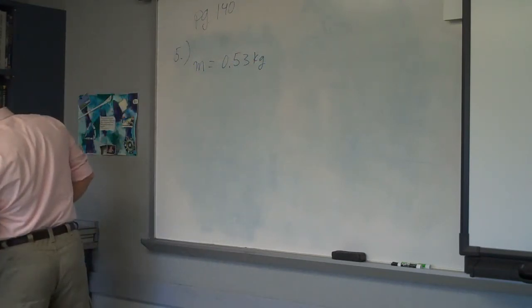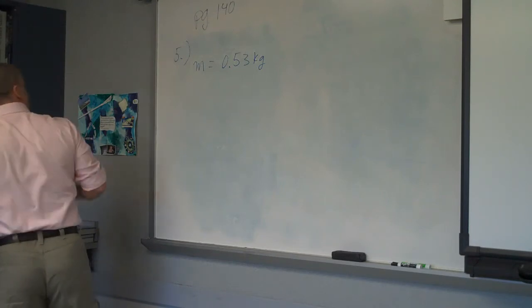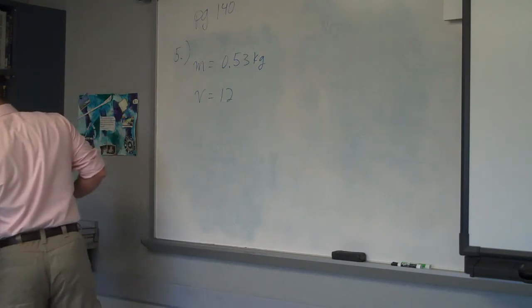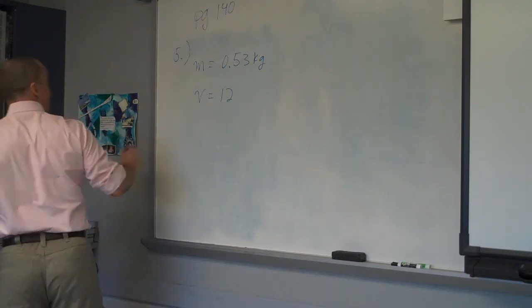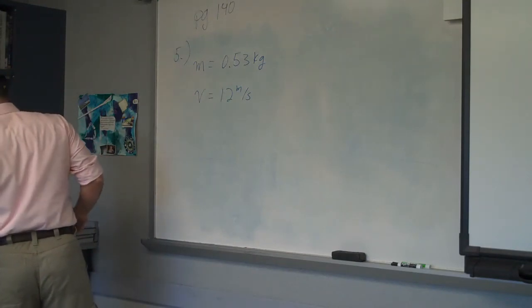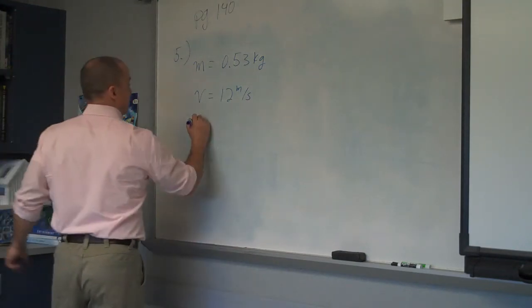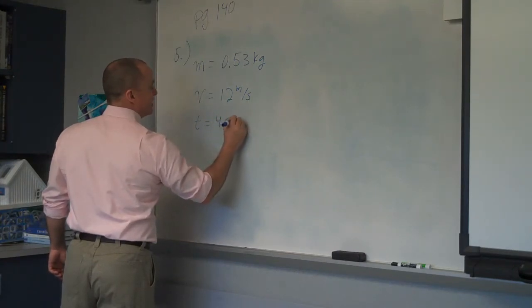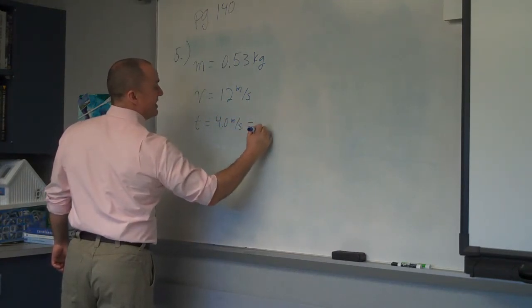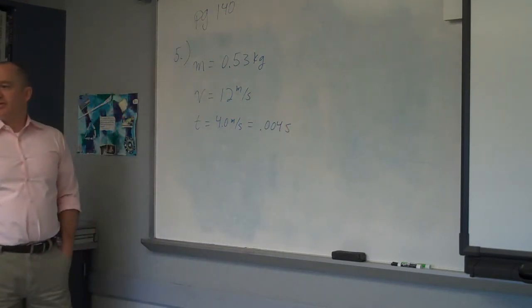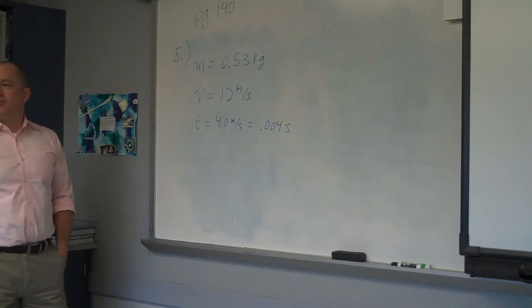So the mass is 0.53 kilograms. The velocity was 12.0. Now it's actually just 12 meters per second, two significant digits again. Times 0.0 milliseconds. And the time was 4.0 milliseconds or 0.004 seconds. Is that correct? Did I move the milliseconds right? Oh, yeah. Gets much smaller. Meters per second.